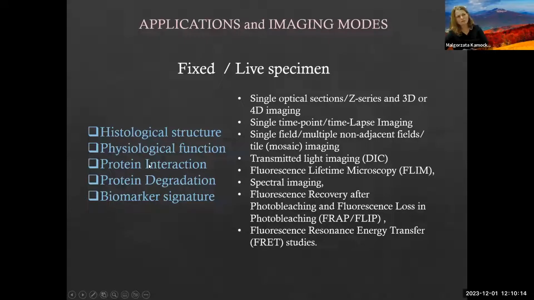So the imaging we do generally covers studies of histological structure. It's very important to find out what the composition of the tissue is, and what the relation is to other elements of the tissue. So having 3D information allows us to make judgments of the histological structure of the tissue. We also can evaluate physiological function, but for that, obviously, we need to have intravital imaging.